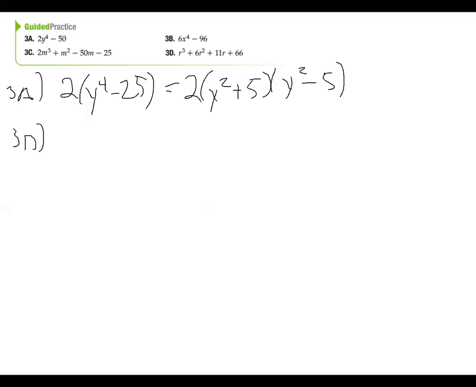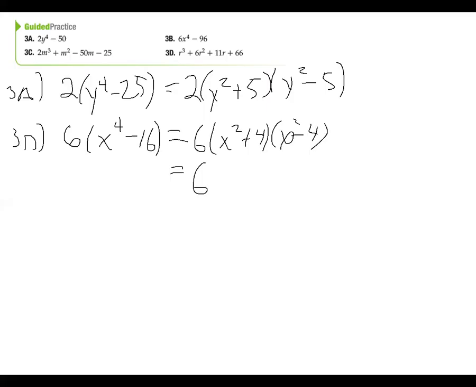3b, 6x to the 4th minus 96. You can factor out a 6, x to the 4th minus 16. Had to think about that one for a second. Now, x to the 4th minus 16 is a difference of squares, so that would factor into x squared plus 4 times x squared minus 4. And then that, x squared minus 4, is another difference of squares. So it's 6 times x squared plus 4 times x plus 2 times x minus 2.